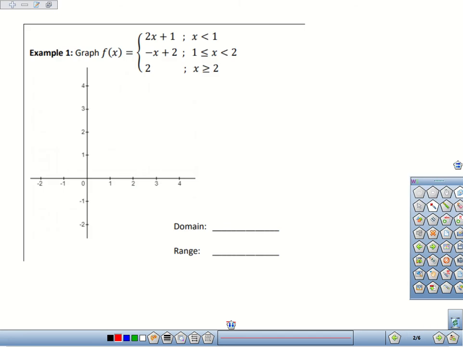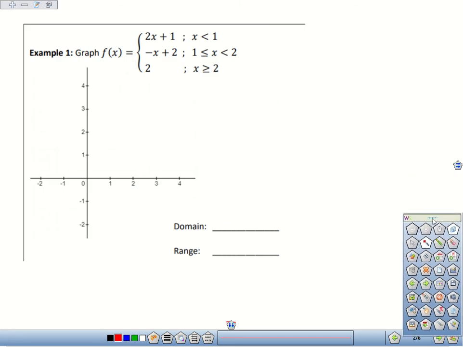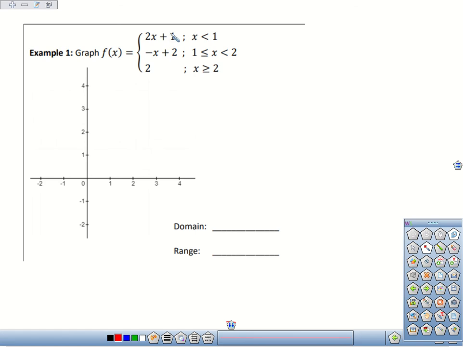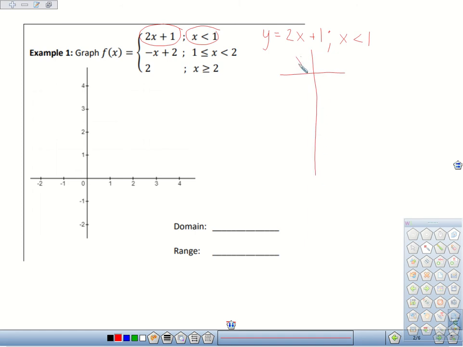So now we're gonna graph another piecewise function. This one has 3 pieces this time instead of 2. The first thing you're gonna do is look at the top one, and you're gonna create a table based on its restrictions. Okay? So I know I'm dealing with y equals 2x plus 1, where x is less than 1. So the first thing I want to do is create a table that's going to satisfy my restrictions. So if x is less than 1, I want to pick a few values less than 1.